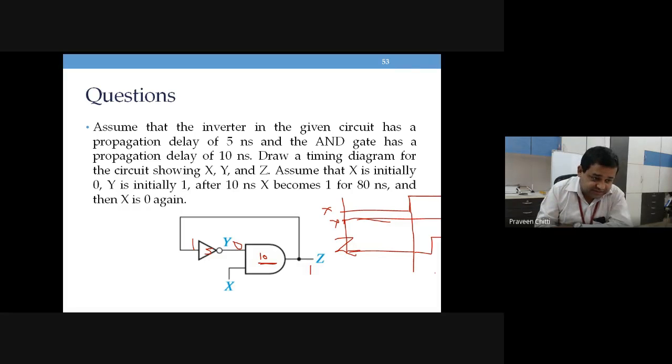The important thing here is you have to assume the propagation delay of each gate, and when a particular input changes, what happens to the output of a particular gate, and when the output of the gate changes.